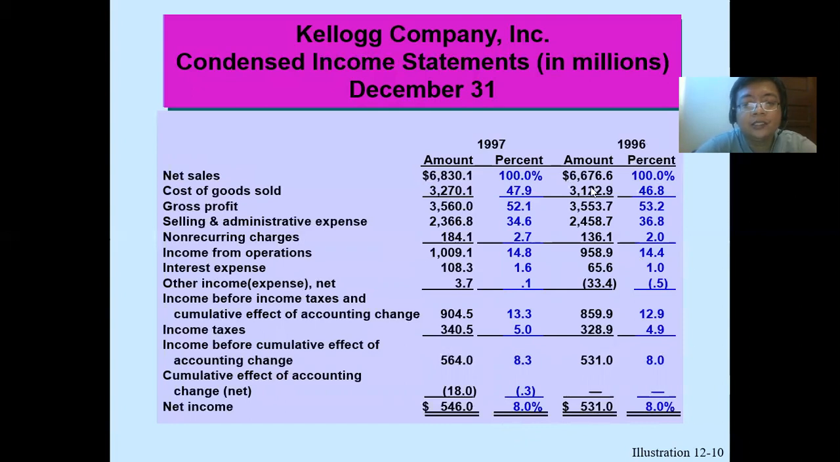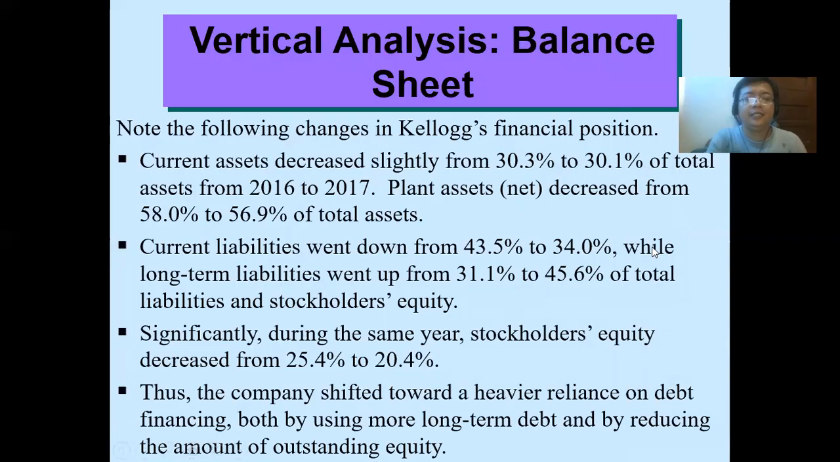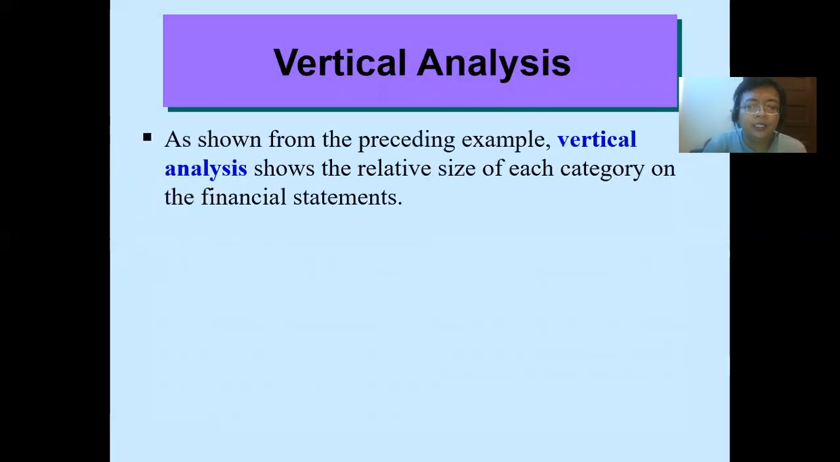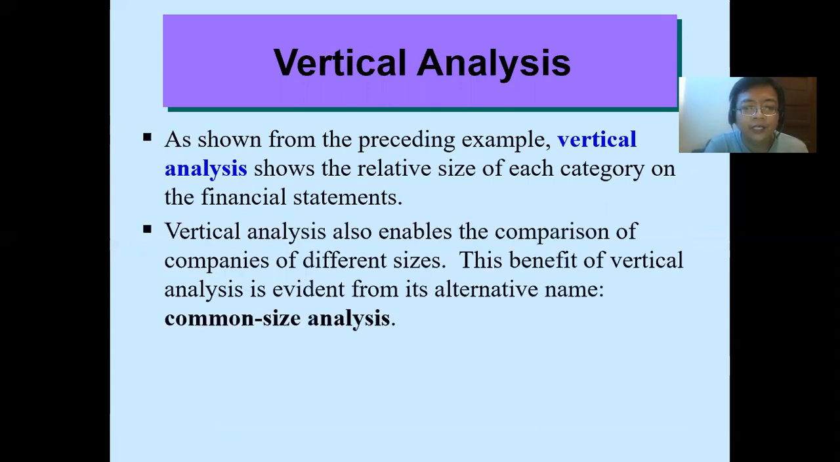136.1 divided by 6636.6, you have 2.0. You cannot divide 136.1 by next year's net sales. So that's all. It's easy, right? That's your vertical analysis, or what you call common size analysis. Just read this. Again, vertical analysis shows the relative size of each category on the FS. It is also known as common size analysis.